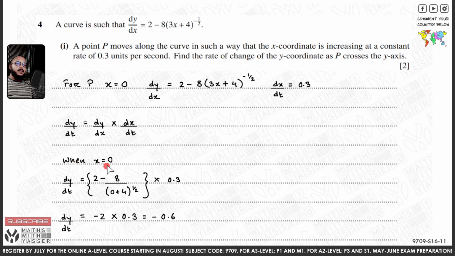So when x is equal to 0, dy by dt must be 2 minus 8 over (3 times 0 plus 4) to the power positive half, because I have brought this into the denominator, times dx by dt, which is 0.3. If I simplify this, I get negative 2 times 0.3 equals negative 0.6. And that will be the answer for part 1.